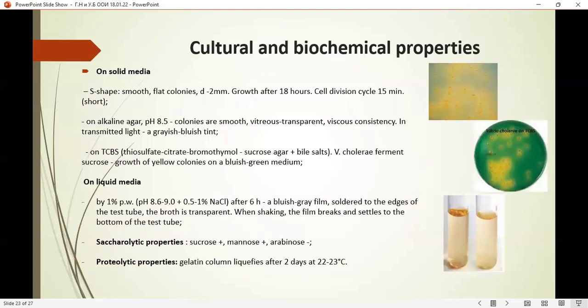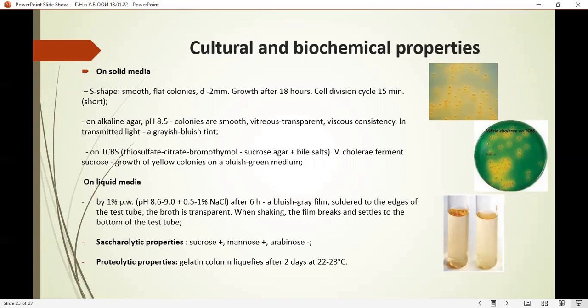Cultural properties on solid media: S-shaped, smooth, flat colonies, growing after 18 hours. The cell division cycle is 15 minutes, which is short. On alkaline agar, pH 8.5, colonies are smooth, transparent, with a viscous consistency. In transmitted light, a grayish-bluish tint. On TCBS, which is thiosulfate citrate bromothymol sucrose agar plus bile salts, Vibrio cholerae ferments sucrose, giving growth of yellow colonies on a bluish-green medium.